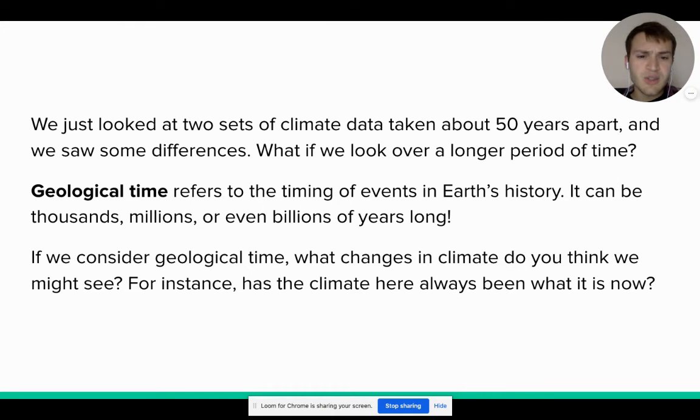If we consider geological time, what changes in climate do you think we might see? For instance, has the climate here always been what it is now? The short answer, no. The Earth's climate, the Earth's atmosphere has changed a lot over the past 4.5 billion years. But also where we are right now, Lowell, is not where Lowell has always been on the Earth.